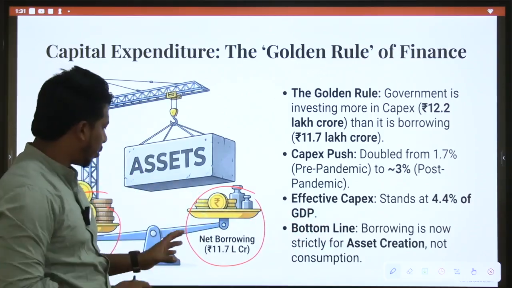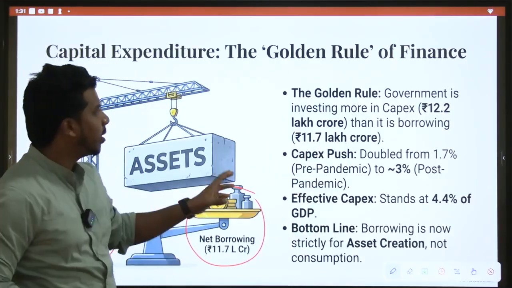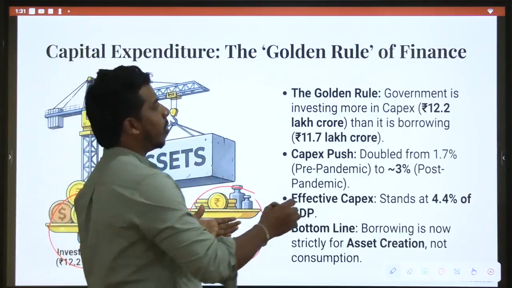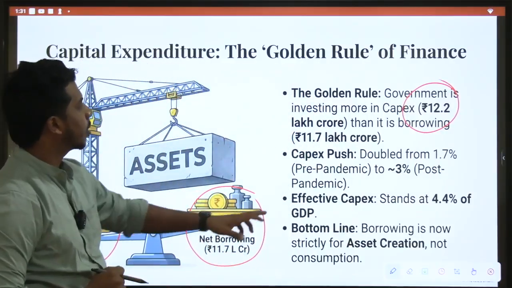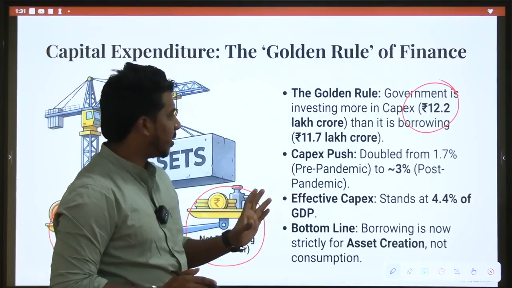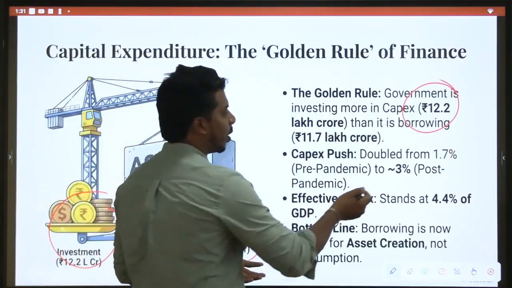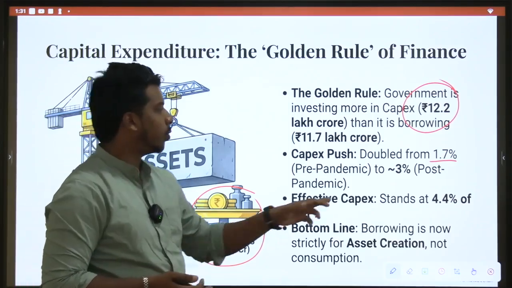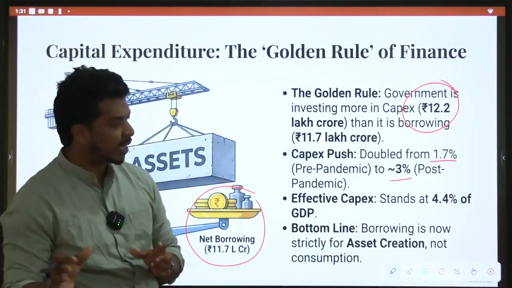Okay. So there are two concepts here: net borrowing and gross borrowing. We will see them in future slides. Compared to our net borrowing, our investment, our capital expenditure, is more than our borrowing. So there is a very high capital expenditure push also. As a percentage of GDP, from 1.7% before the COVID-19 pandemic, now we are investing 3% in capital expenditure as a percentage of GDP.